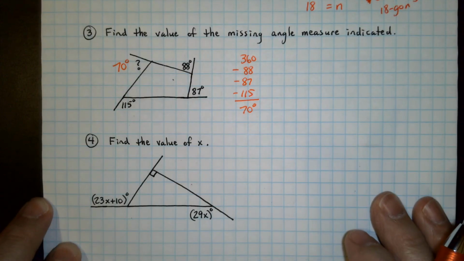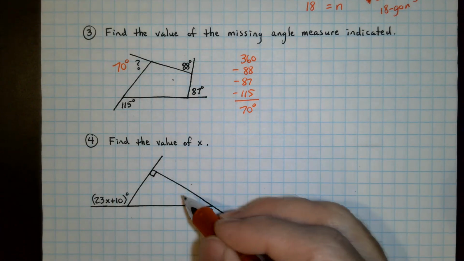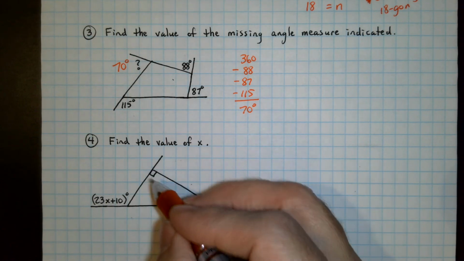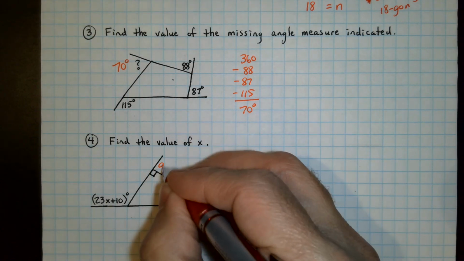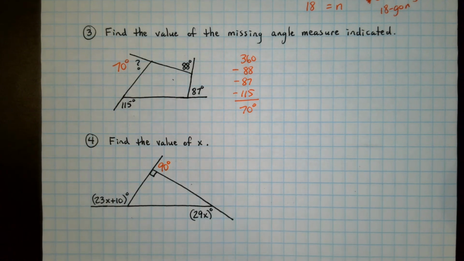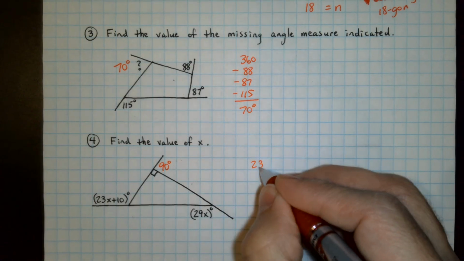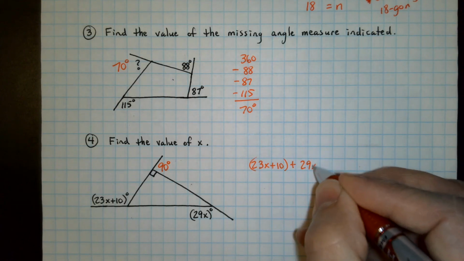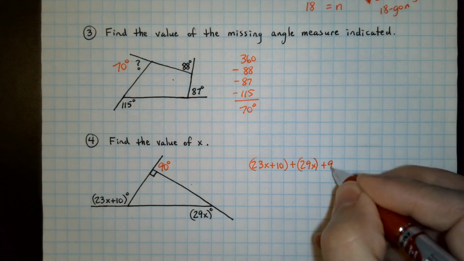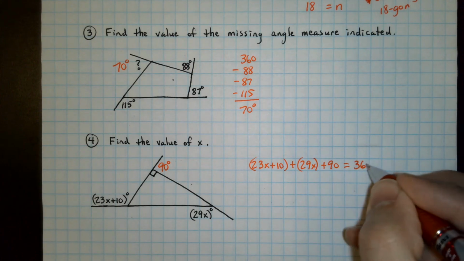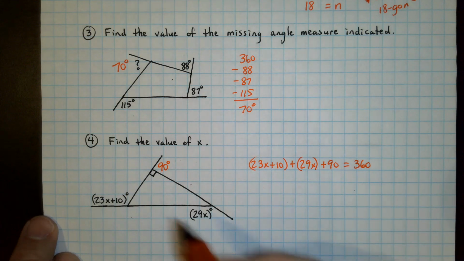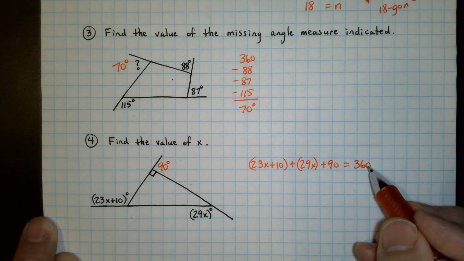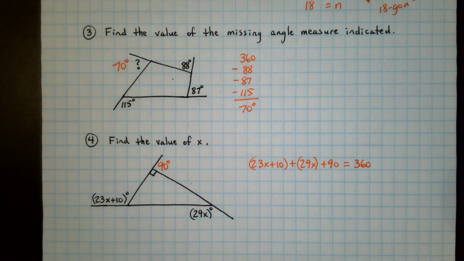We can do some algebra with it also. Here I have a triangle that has only 3 exterior angles. Here we have a right angle, so that means this is also a right angle there. And these 3 angles, 23x plus 10, 29x, and the 90, all add up to 360. Now, a common mistake when dealing with triangles is we think that the interior angles are 180 and we want to put 180 over here. But these are exterior angles that we're talking about.